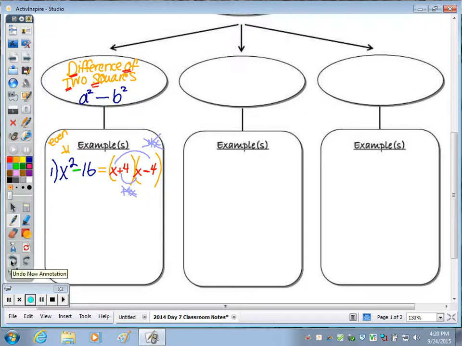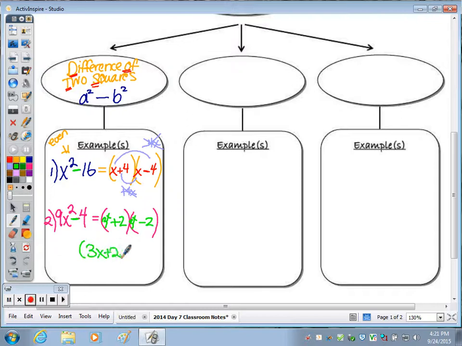Another example, let's have a coefficient in front of the x squared, so I have 9x squared minus 4. Again, you're going to set up two parentheses. The signs will always be different to give you that negative product. That's going to be 2 times negative 2 to get the negative 4. And then your leading term of 9x squared is going to be 3x times 3x. So that would be, writing it larger, 3x plus 2 times 3x minus 2.